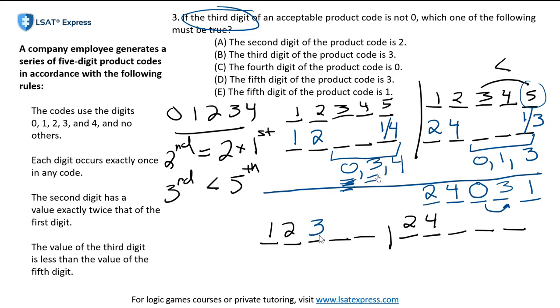I place an item in slot 3. I look at the rules on slot 3. We know that the last digit has to be a bigger number, has to be 4, which means 0 is going to be in the 4th slot. So that's scenario 1. How about scenario 2?